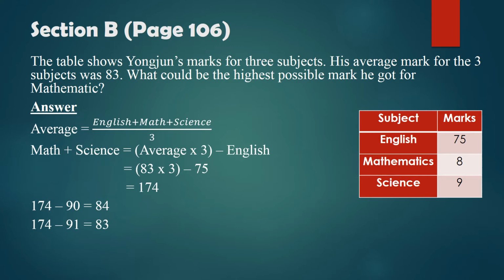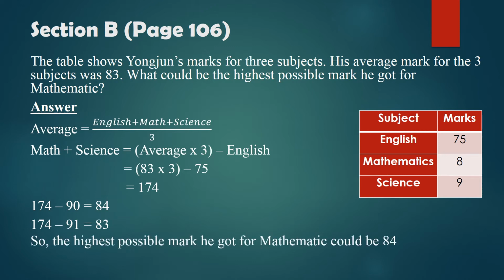Now let's see. The question asks what could be the highest possible mark he got for mathematics. So mathematics is supposed to be 84 and science is supposed to be 90, because the lowest score of science is supposed to be 90 and the highest score of mathematics is supposed to be 84. According to this, the highest possible mark he got for mathematics could be 84.